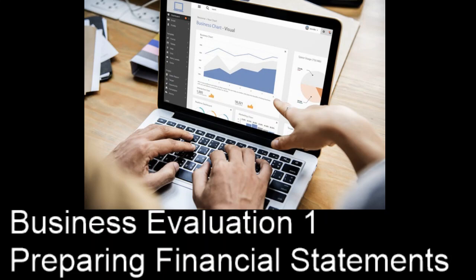Okay, welcome guys. This is Business Evaluation 1. This is about preparing financial statements. This is going to go through one of the hotels in the small booklet. This is in the final exam, so I'm just going to go through the steps, the processes to think about, to actually look at. So yes, I'm Murray Thompson, sorry I didn't say.